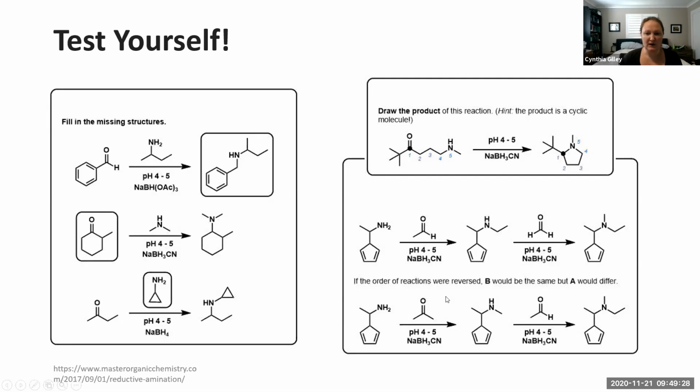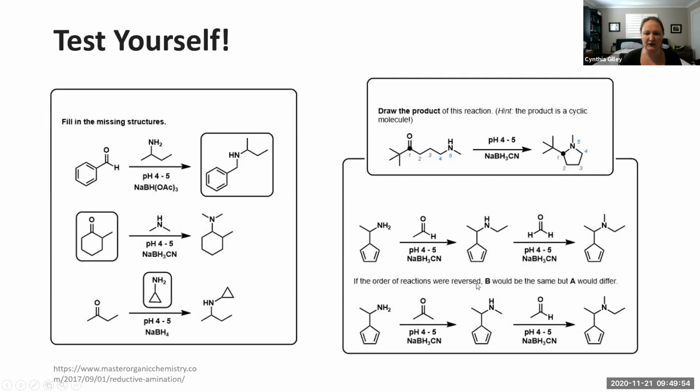The last question was a sequential reductive amination. First, this primary amine was treated with ethanol, which will introduce an ethyl group on the nitrogen. Then they used formaldehyde or methanol, which ends up adding a methyl group to the nitrogen. We went from primary amine to secondary amine to tertiary amine.